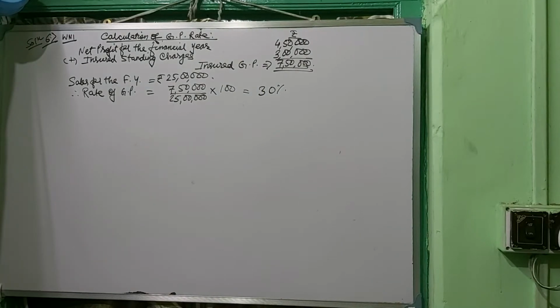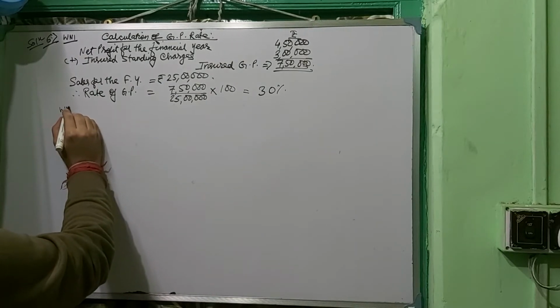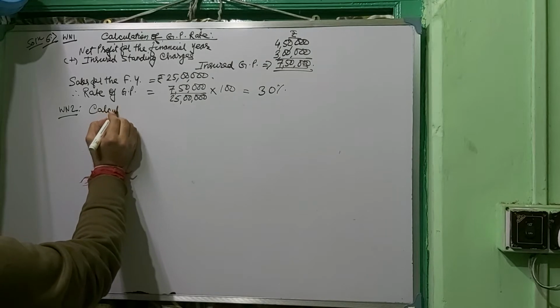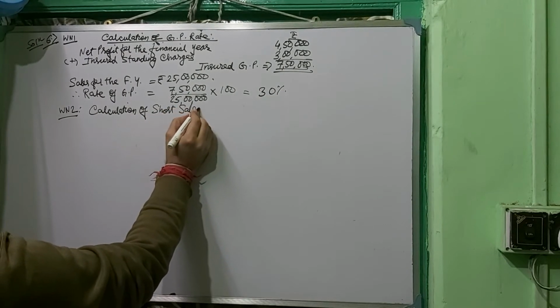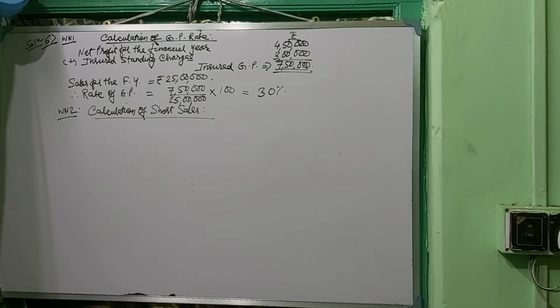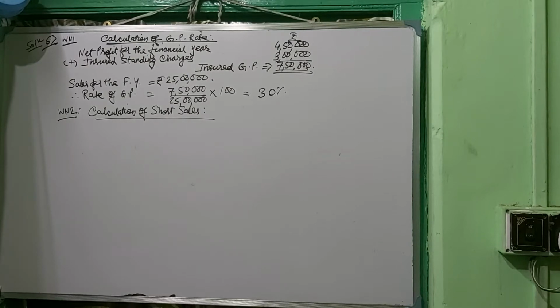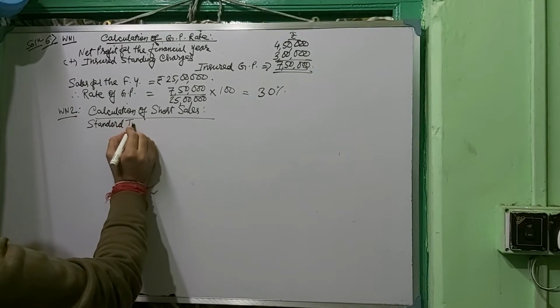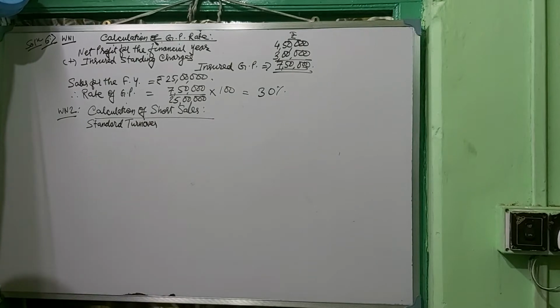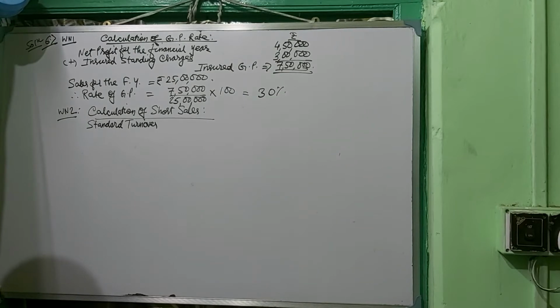Now we have to calculate short sales, which is working note number 2. Calculation of short sales, right? We all know standard turnover less actual turnover. If there is any trend which is upward, it has to be added. If there is any trend downward, it has to be deducted, right? Standard turnover has been given, from 1st July 13 to 30th November 13, which is given 10 lakh.